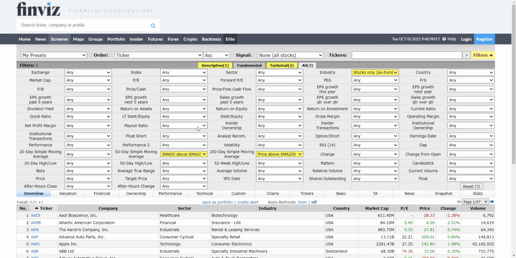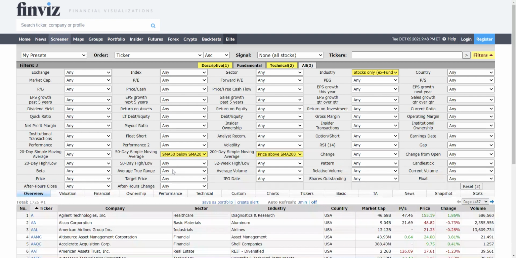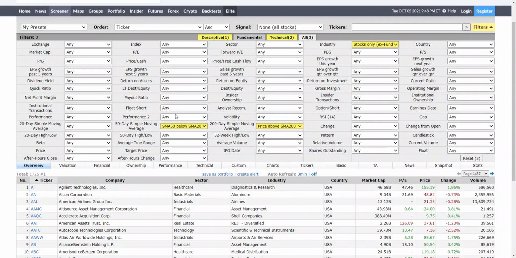We want the SMA 50 to be below, not above, but below. It will tell me that the closing prices of the last 50 days are moving slower compared to the last 200 days. So we are still in an uptrend.